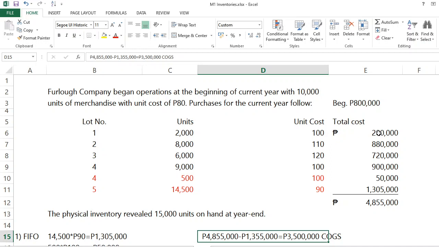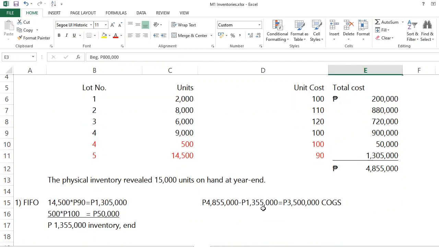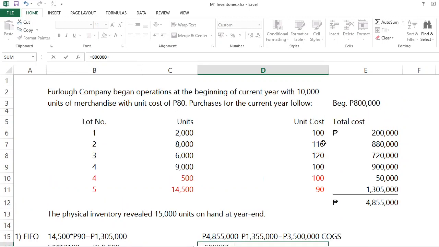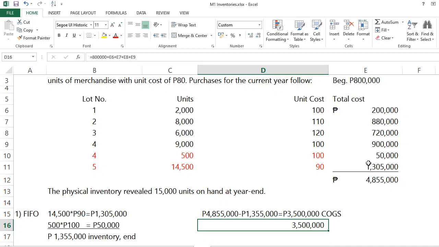So for the beginning, you have 800,000, plus your lot number 1, which is 200,000, that's 2,000 times 100 each. Plus your lot number 2, that's 880,000. Lot number 3, 720,000. And your lot number 4, but only the 9,000 were sold, so 9,000 times 100, that's 900,000. There you go. It's 3.5 million. Again, that's your cost of sale, the cost of everything sold.